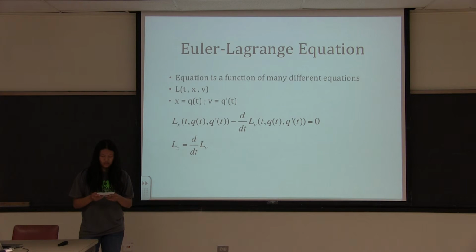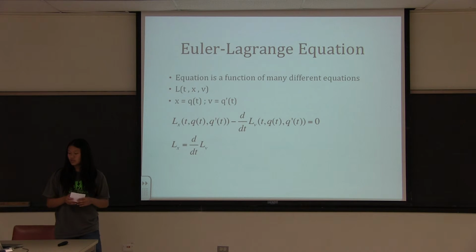So the equation is a function L of t, x, v, where x is q of t and v is q prime of t. And the final equation is the partial derivative of L with respect to x, which is equal to the derivative with respect to t of the partial derivative of L with respect to v.